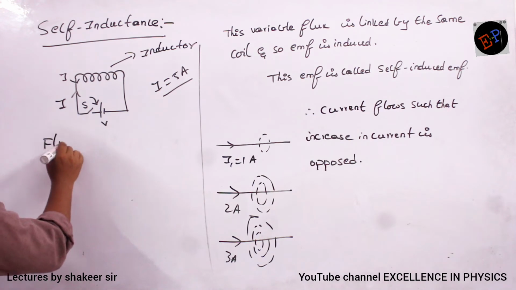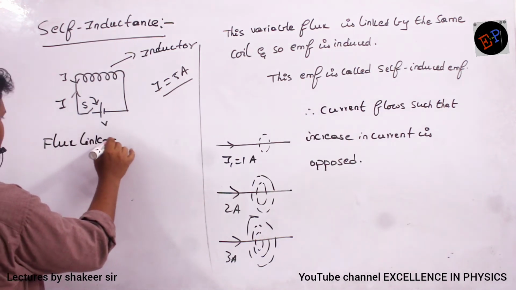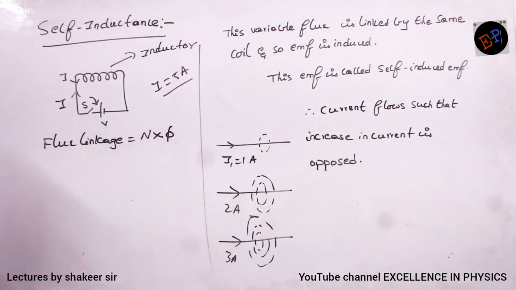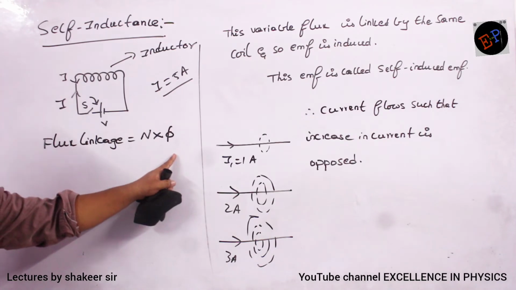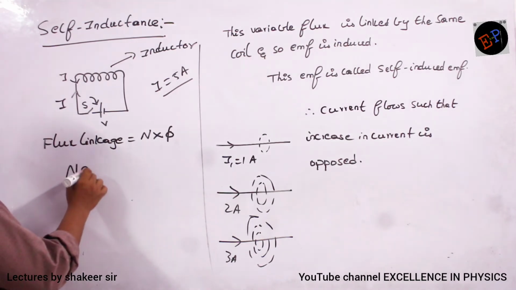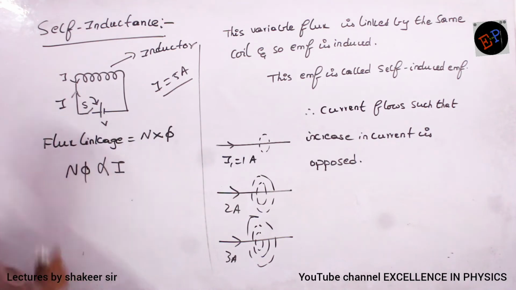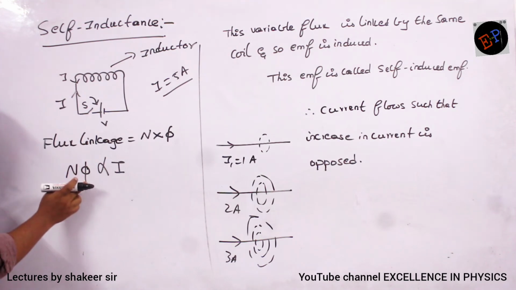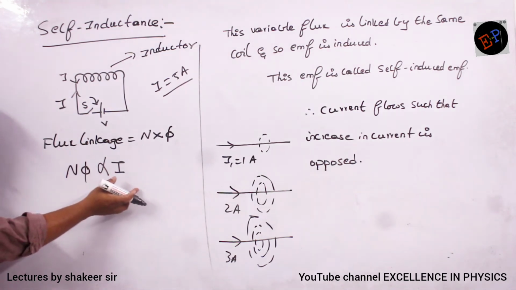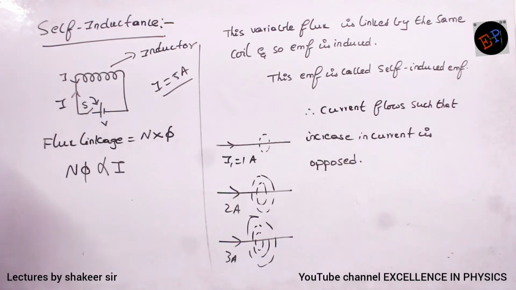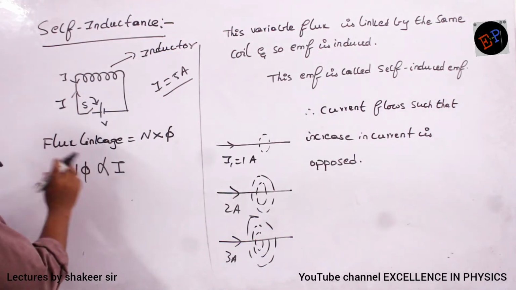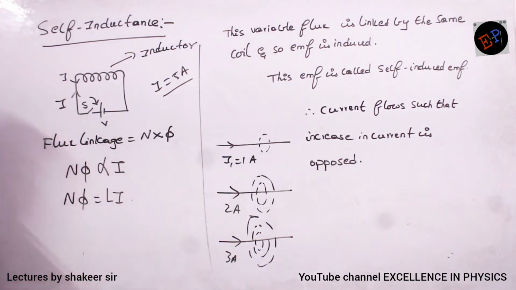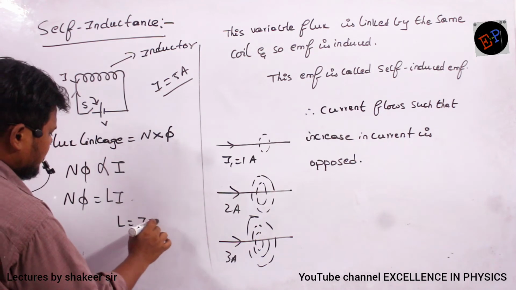Okay. Flux linkage. It is the number of turns of the coil multiplied by the flux which is linking the coil. This product is called flux linkage. This flux linkage is directly proportional to the amount of current which is flowing. If a small amount of current flows, a small amount of flux is produced. If more current flows, more flux will be produced. If I want to write a proportionality constant, that proportionality constant is called L, where L is called the inductance of the coil.